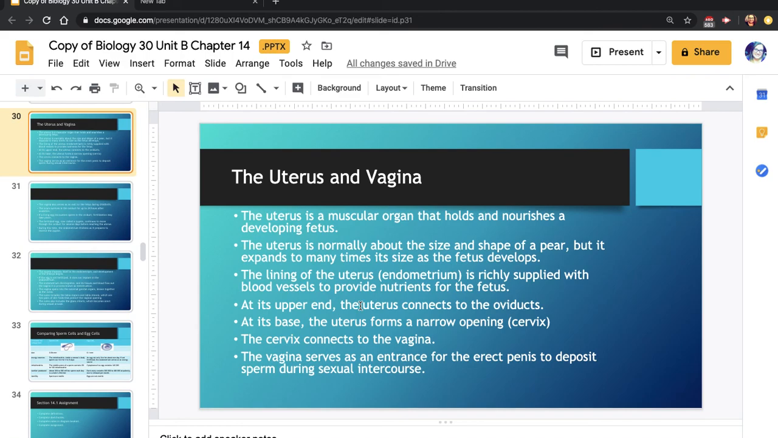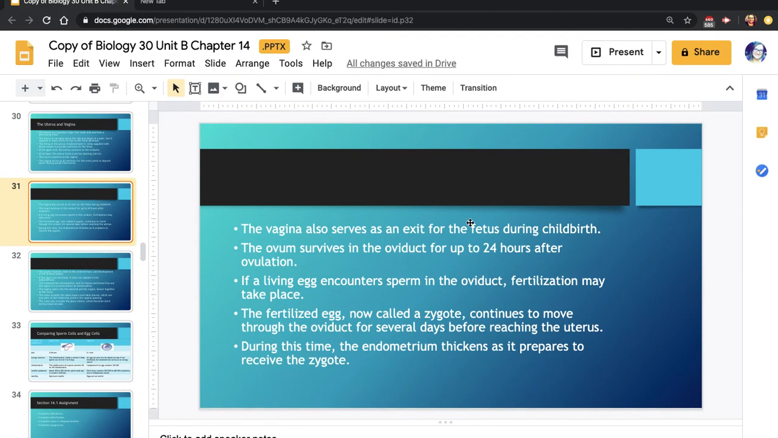The lining of the uterus, called the endometrium, is richly supplied with blood vessels to produce nutrients for the fetus. At its upper end, the uterus connects to the oviducts. At its base, the uterus forms a narrow opening called the cervix. The cervix connects to the vagina, and then the vagina serves as an entrance for the penis to deposit sperm. The vagina also serves as an exit for the fetus during childbirth.